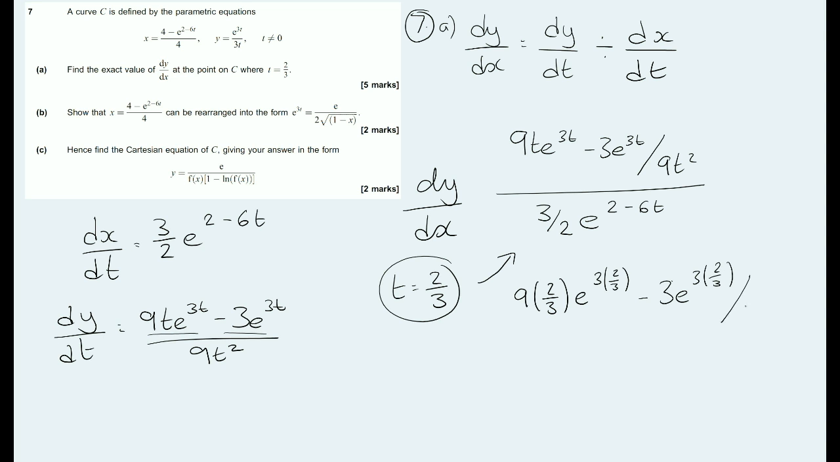So that's all going to be divided by 9 lots of 2/3 squared, and that's divided by 3 over 2 times e to the 2 minus 6 lots of 2/3. So hopefully you'll notice that everything we've got here does come to reasonably nice numbers. 3 times 2/3, for example, is 6 over 3, which is 2. So let's just give ourselves a bit more room.